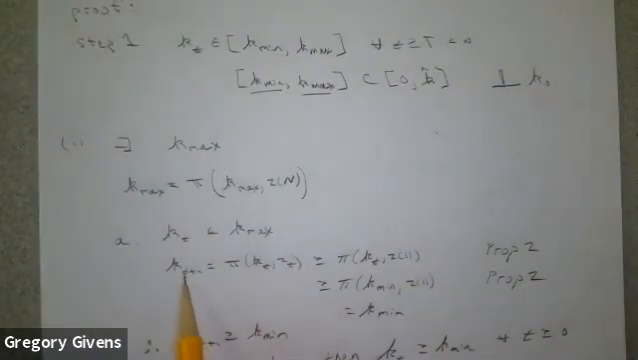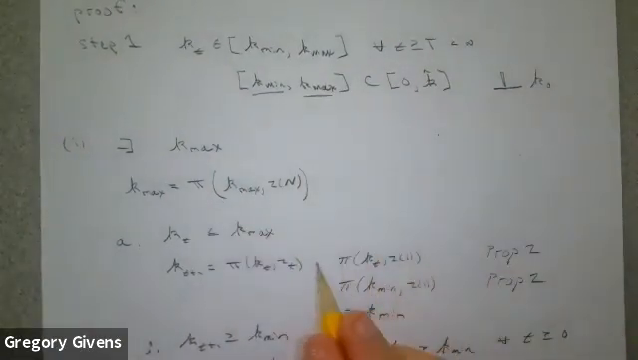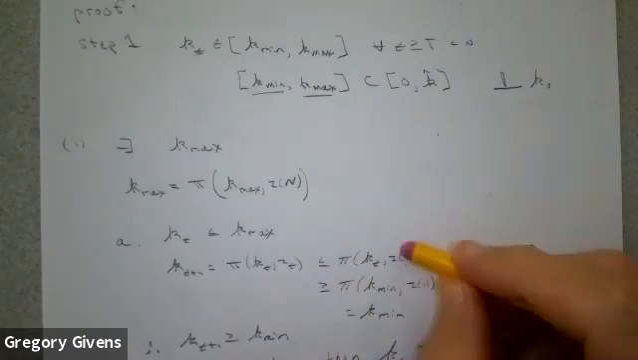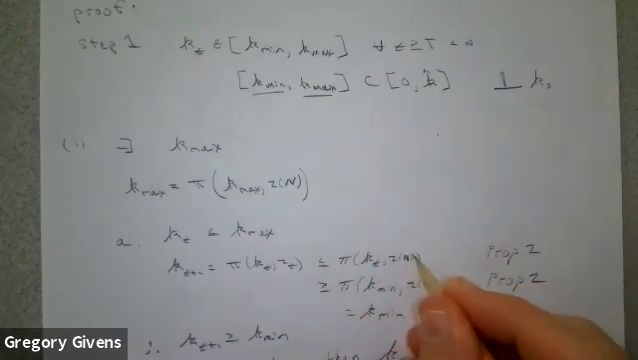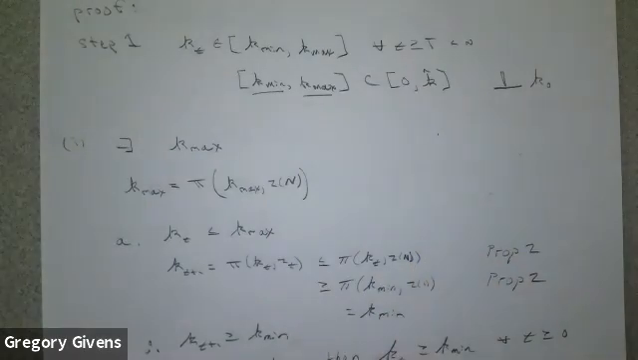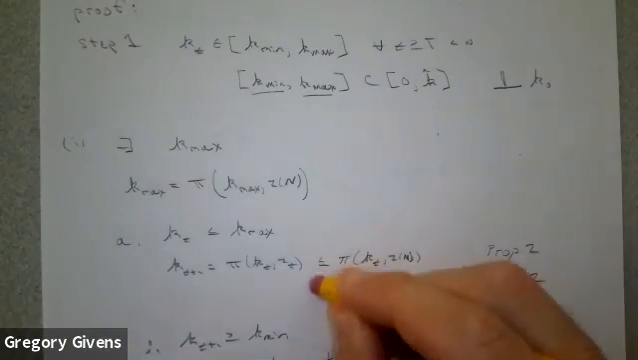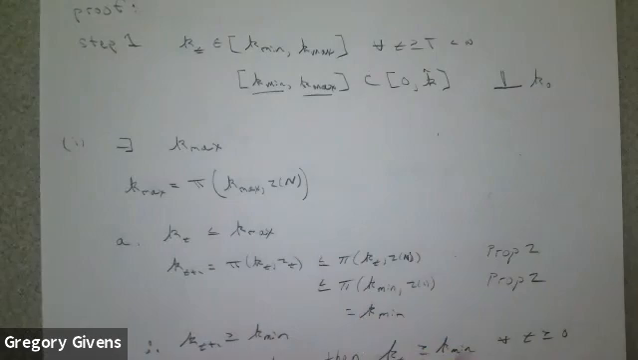That means K_{t+1} is equal to pi of (K_t, Z_t), which should be less than or equal to pi of (K_t, Z_n). And we know that by proposition 2: the higher the technology shock, the higher will be the optimal value of capital in the next period. Well, pi of (K_t, Z_n) itself should be less than or equal to pi of (K_max, Z_n).